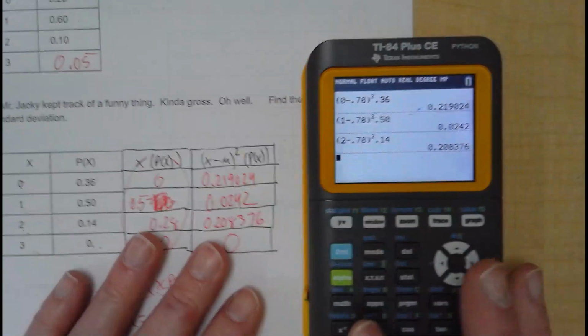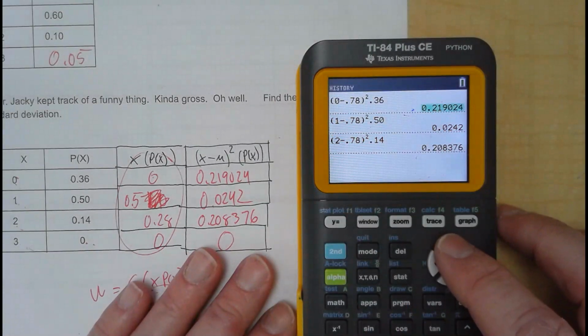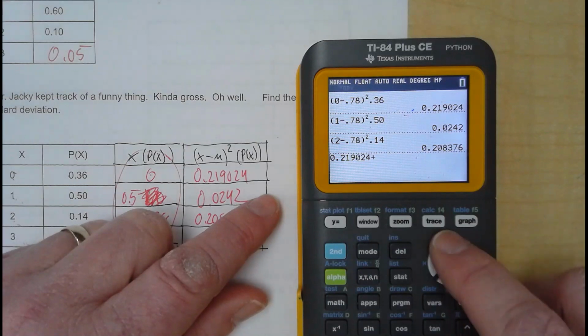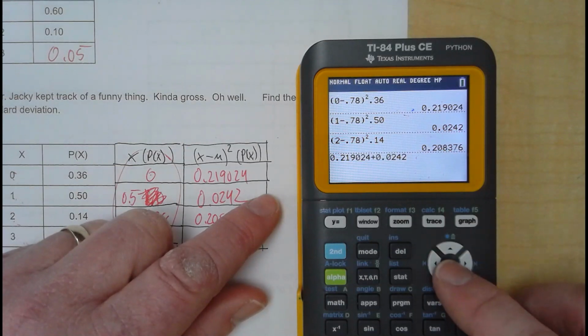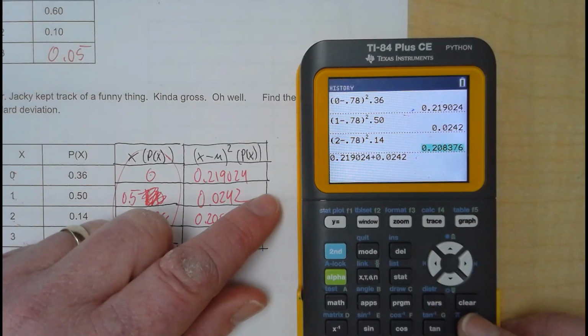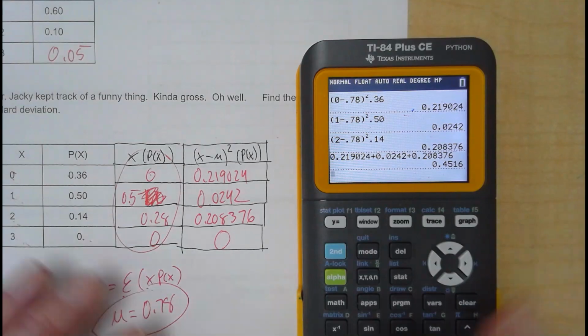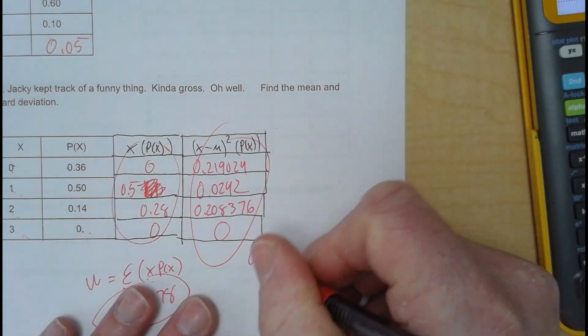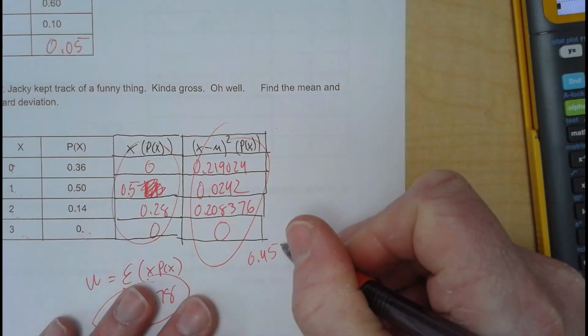Well, since I have the copy-paste feature here on the calculator, there's my first answer, enter, plus the second answer, enter, plus the third answer. I want to hit plus first, plus the third answer. All right, so that's the sum of it. So the sum of this column is 0.4516.